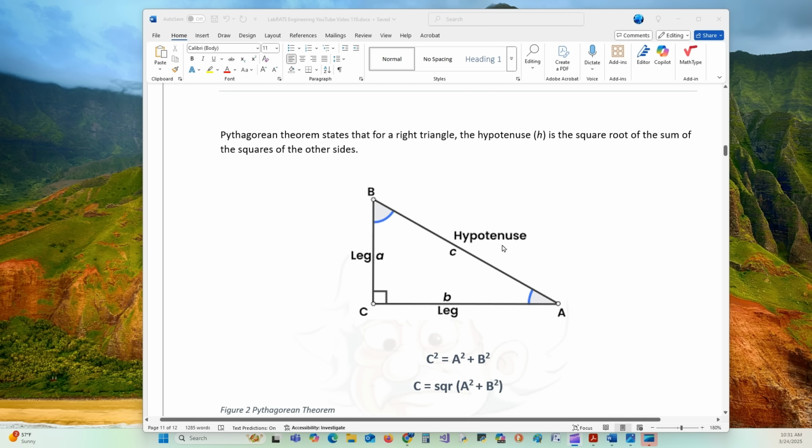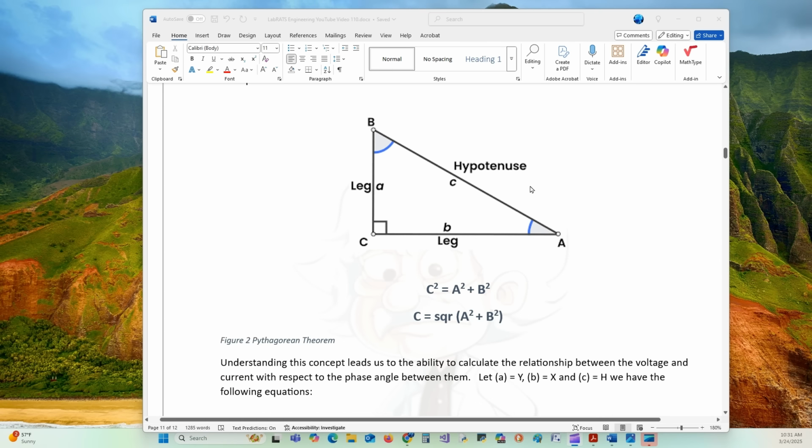This allows us to use the Pythagorean Theorem, which states that for a right angle, the hypotenuse is the square root of the sum of the squares of the other sides. And you can see this here. This could be your phasor voltage or a current phasor, this as well. And this would be the result of the two vectors, or your XC, which would, by Pythagorean, we have C squared equals A squared plus B squared. If you want to find the value of C, you take the square root of A squared plus B squared.